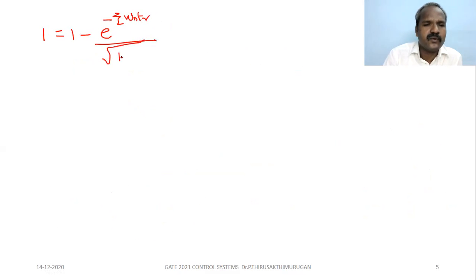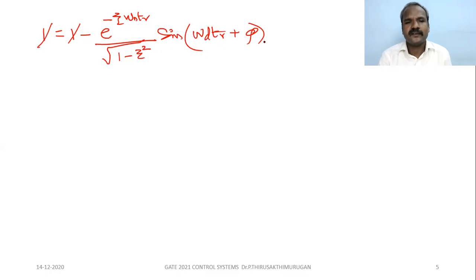So C of t equals 1 minus e to the power minus zeta omega n t divided by square root of 1 minus zeta square, sine of omega d t plus phi. So the 1 cancels. So this is equal to 0, right? This is equal to 0.